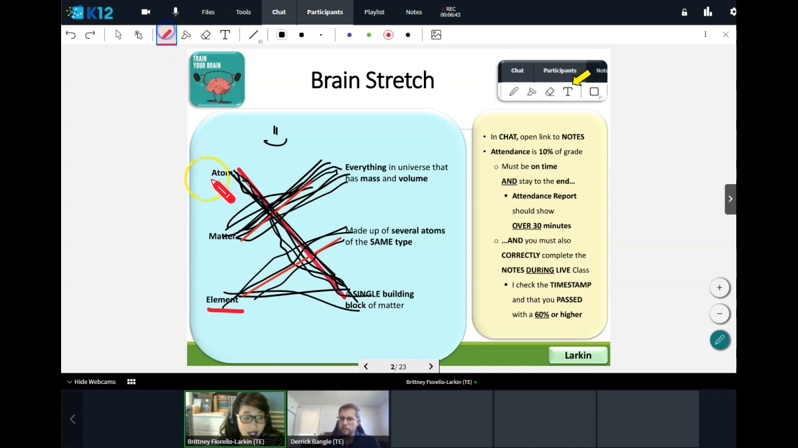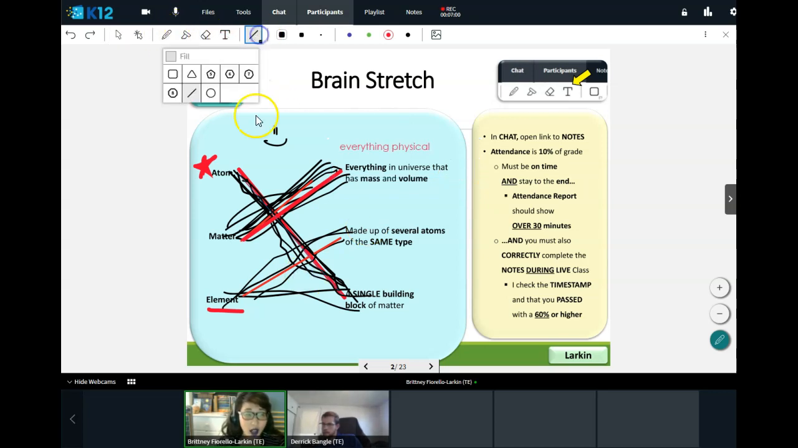Again, we already went over this together. An atom is a single building block of matter, matter being everything in our universe, right? So everything that's physical in our universe that has mass and volume, right? So matter is everything physical, okay? Elements, on the other hand, are made up of several of the same type of atom.